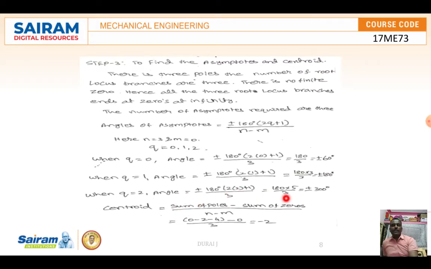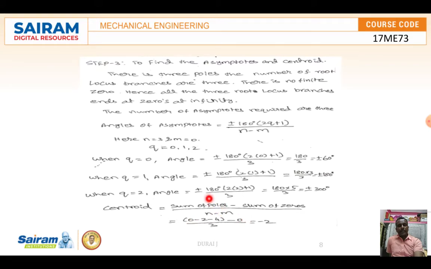So after finding the asymptotes, then we are going to find the centroid. What is the formula to find the centroid? That is the sum of poles minus the sum of zeros. The sum of poles is 0, minus 2, minus 4. The sum of zeros: there are no zeros, so it becomes 0.